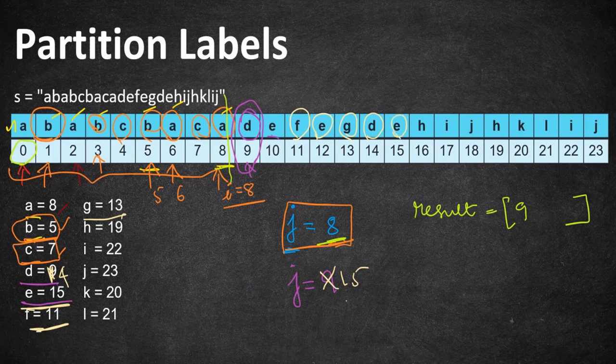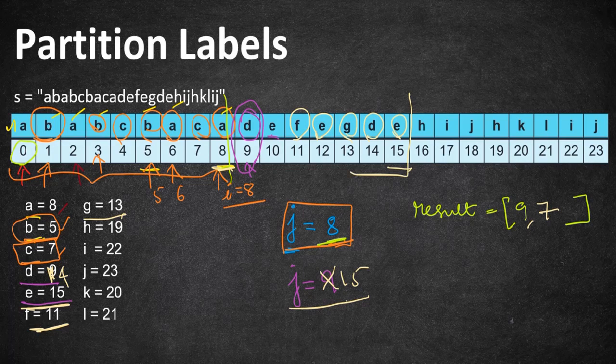So finally we reached E. E's last position is 15. Our J is also 15. So which means we have reached the last position of our substring 2. So in this case, we have to find the length of our substring, which is at 8. So 8 minus 15 is going to be 7. So we are updating 7 to our result. So we are done with our substring 2.